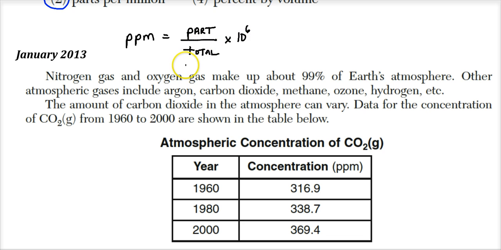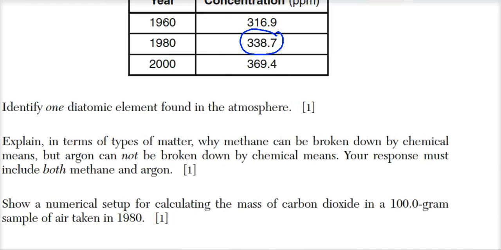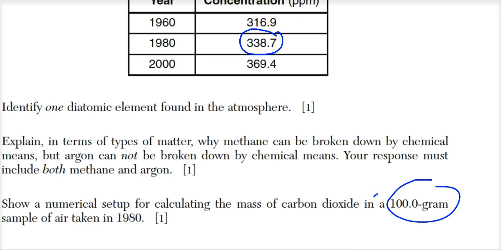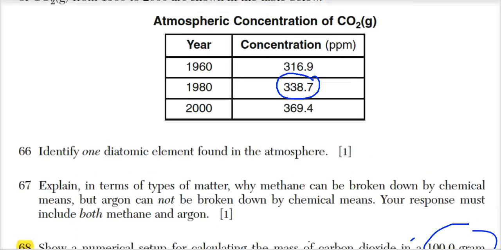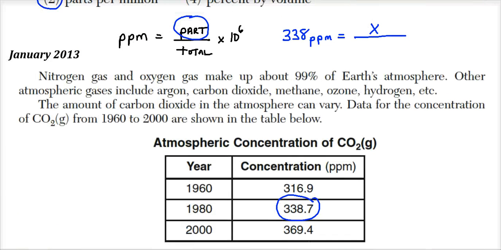Now, they want a setup for the mass. Well, what did they give me? Well, they gave me that the concentration at 1980 is 338.7 parts per million. So I write 338.7 ppm, and they're looking for the mass of the part. That's up here. They told me the total mass of the sample in question 68 was a 100-gram sample down here. Okay, so all we got to do is, what was that sample? My short-term memory is gone at this height. 100-gram sample. And then we're timesing it by our 1,000,000. 6 zeros, make sure you have them if you're going to do it that way. And that's all they wanted, the setup.